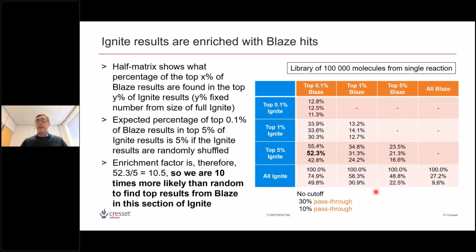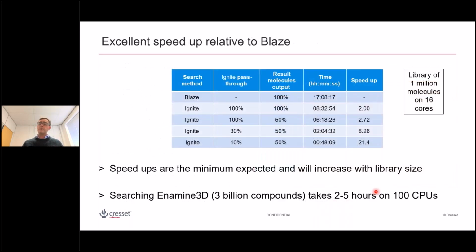So we've done a bunch of benchmarks against Blaze by, in essence, defining relatively small library spaces where we can compare the results we would get from Ignite to the results that we get from running Blaze, from actually fully enumerating the molecules and testing it. And Ignite performs very well. It's highly enriched with the molecules that would turn up in the top hits of Blaze. So you are getting all of the molecules that you would find from a Blaze search, but obviously disregarding a large portion of the chemistry space.